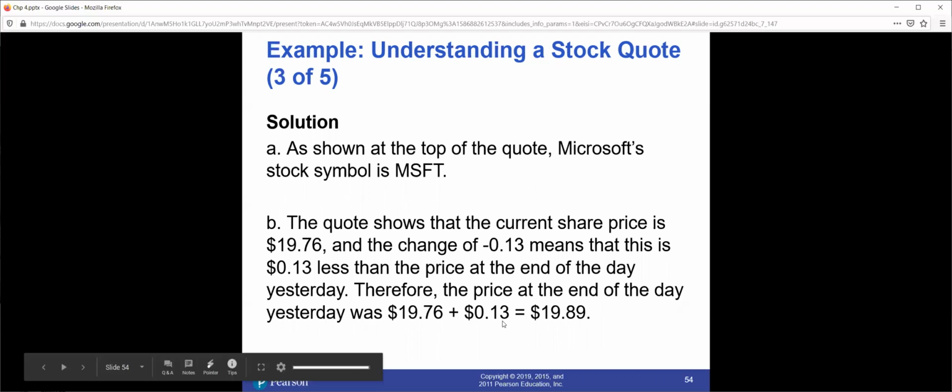Shown at the top of the quote, the Microsoft stock symbol is MSFT. Cool. The quote, as of recording this right in the slideshow, shows the current share price is 19.76 and the change of 13 cents means that the price of the stock dropped 13 cents from yesterday to today. So yesterday, a share of Microsoft was 19.89, and today it was 19.76. Again, this is as of recording this video. Hopefully, when you looked this information up yourself, you found more relevant modern information.